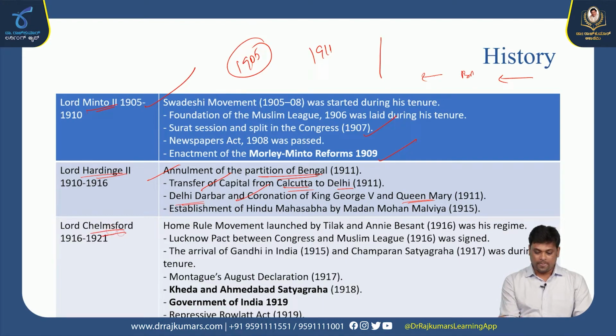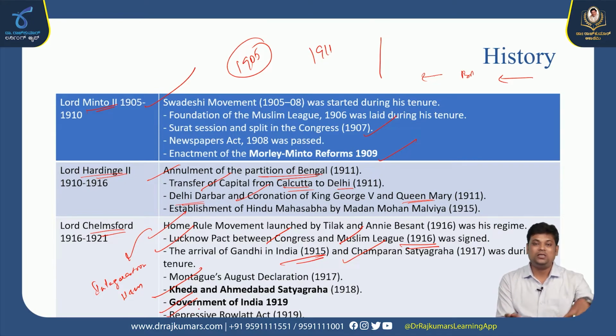Lord Chelmsford, the Lucknow Congress Pact and the Home Rule League movement. The Home Rule League movement was popularly known for the integration of Hindus and Muslims in our country. That is known as the Lucknow Pact between the Congress and the Muslim League in 1916. That is a major event. And Gandhi came to India in 1915. So Champaran, Kheda, the Ahmedabad Mill Strike, the Government of India Act 1919, the Rowlatt Act, the Jallianwala Bagh massacre, everything happened. All major events of the early national movement of Gandhi happened in the time period of Chelmsford only.